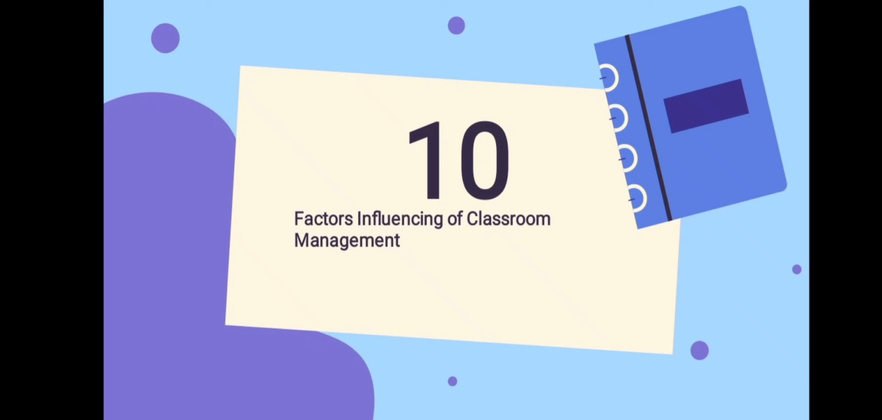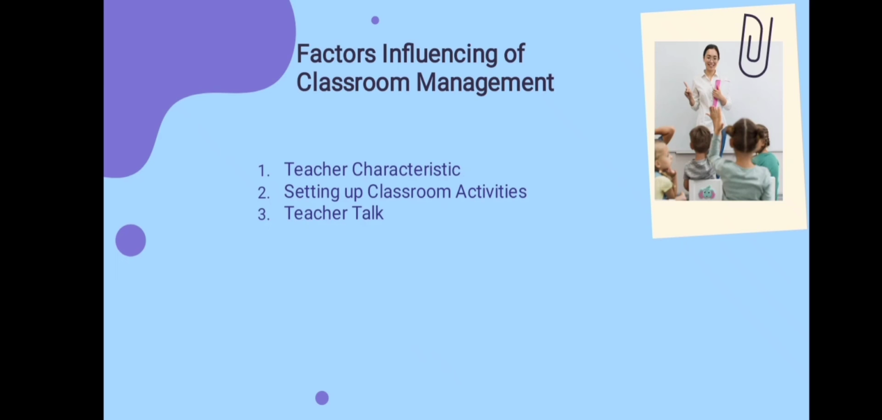Okay, the next slide is about the last subtopic, factors influencing classroom management. Classroom management in learning activity is influenced by some factors. The goal of classroom management is to create an effective situation conducive to interacting in English in meaningful ways. So the factors of classroom management are as follows.